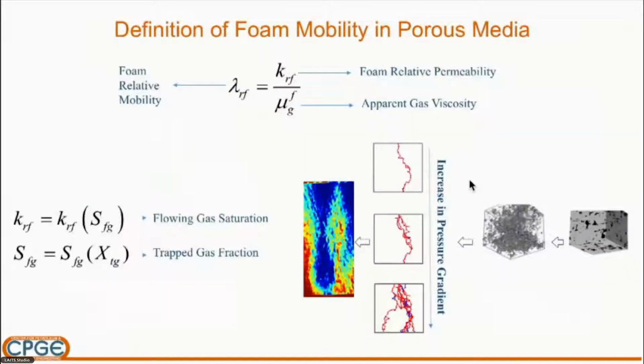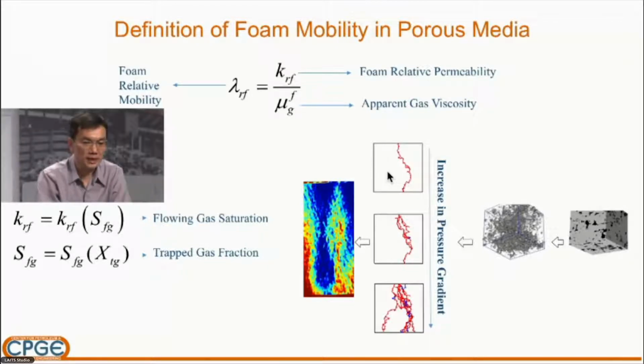Now, we can build these fundamentals of foam properties into a commonly used definition of foam mobility in porous media. So lambda is the foam relative mobility, and it is defined as the ratio of the foam relative permeability to the apparent gas viscosity. Let's start first with the relative permeability. It is a function, of course, of flowing gas saturation. However, gas saturation in foam is strongly influenced by the fraction of gas that is trapped in the pore space.